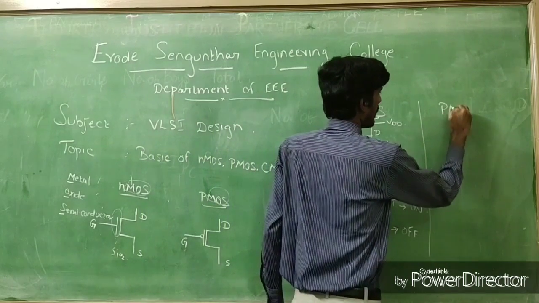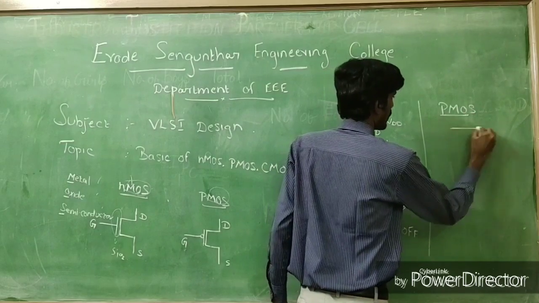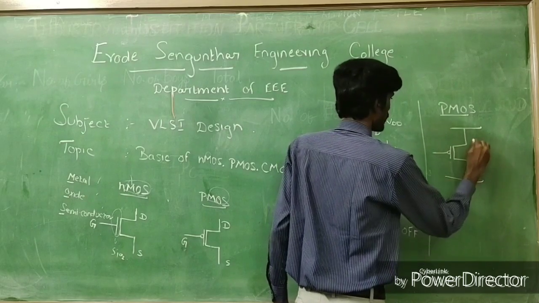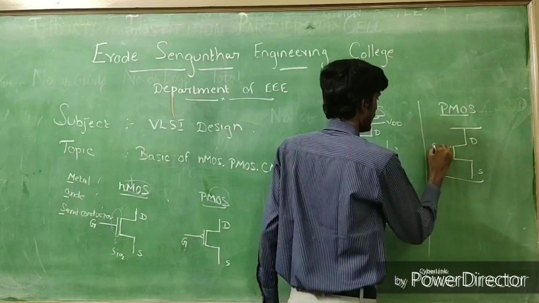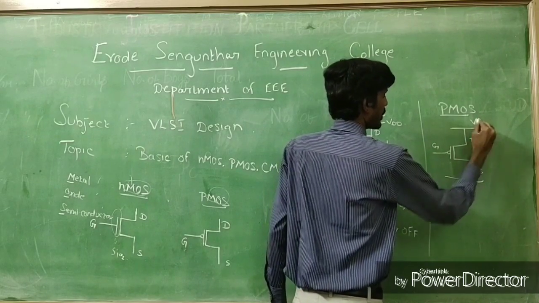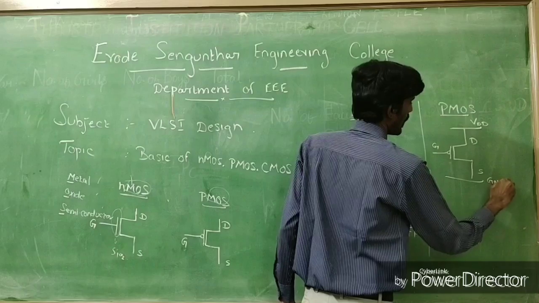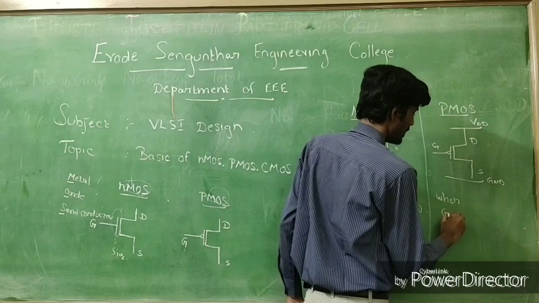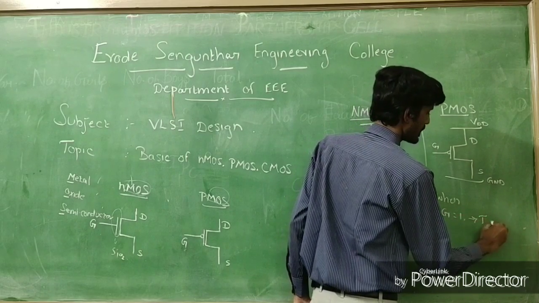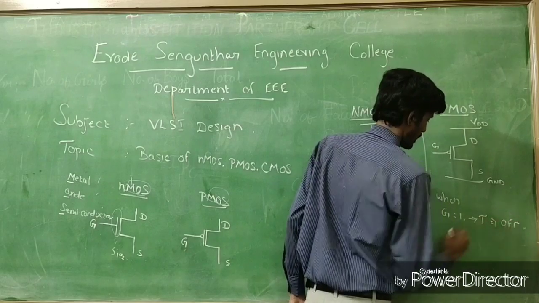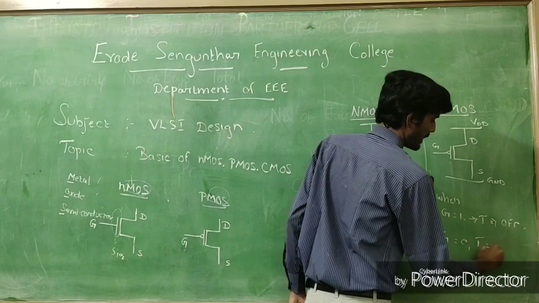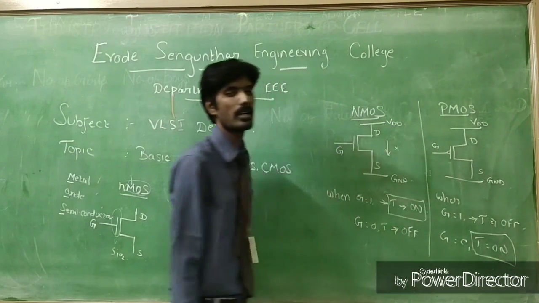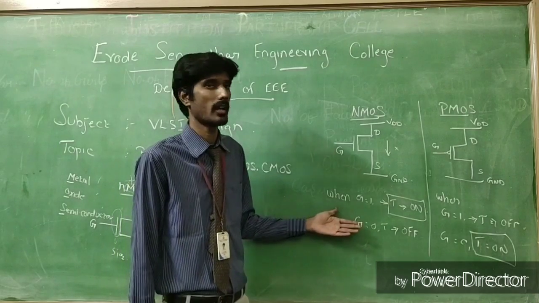Similarly for the PMOS, let me draw the PMOS diagram. This is drain, this is source, again gate. Drain is normally connected to VDD and the source is normally connected to the ground. Again we give a signal: when G equal to 1, the transistor response is off. When gate G equal to 0, the transistor response is on. This is the main basic difference between the electrical properties of the NMOS and PMOS.